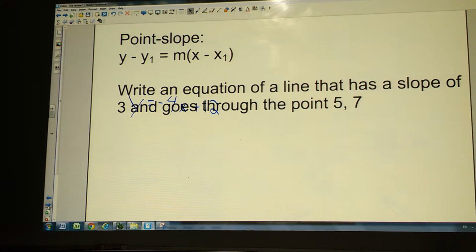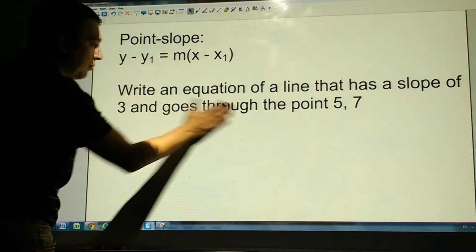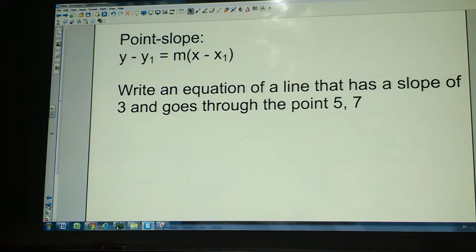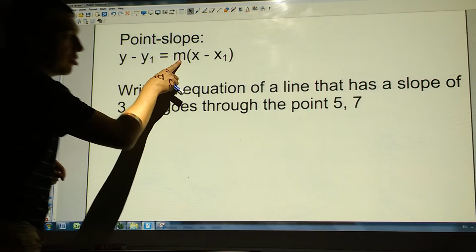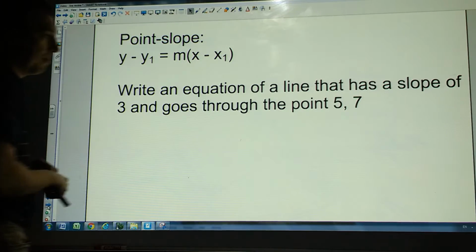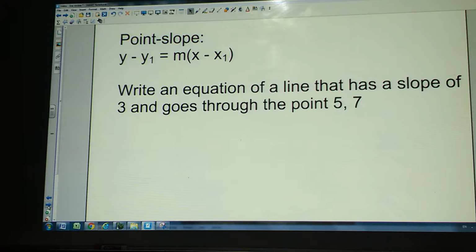One more type of problem. There's this thing called the point-slope equation. You will be able to see it on almost every reference sheet, like on the ISEP test. y minus y1 equals the slope times x minus x1. A typical question is: write an equation of a line that has a slope of 3 and goes through the point (5, 7).